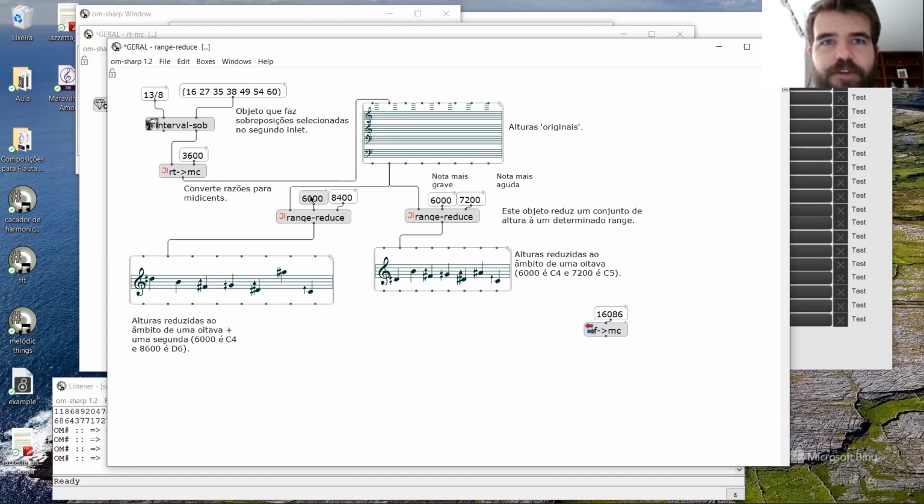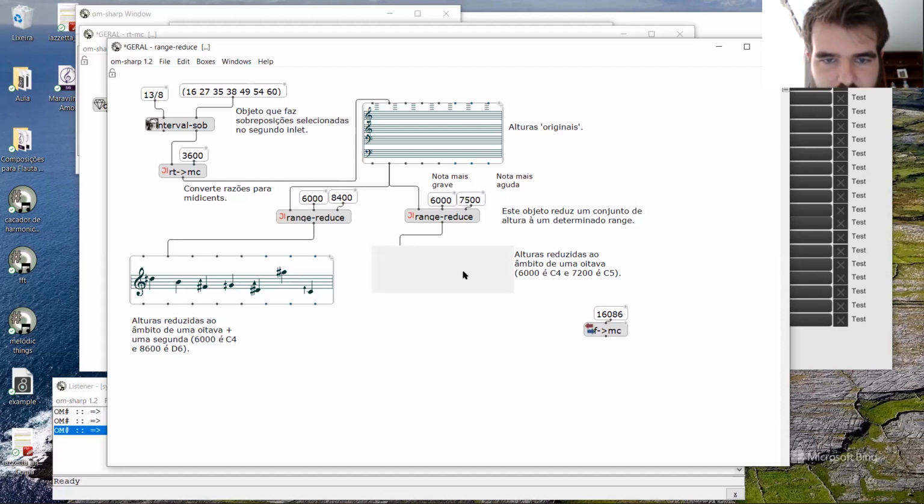So here we have 2,400. Then it will reduce all the notes by this number. For example, if I put here, let me see, I have a change here because it will work with 2,400.